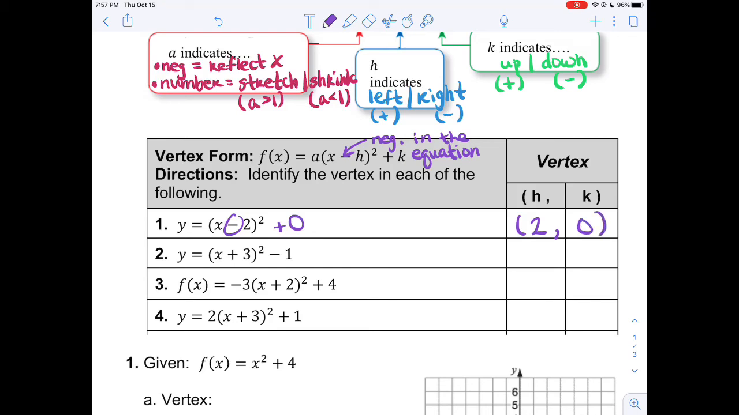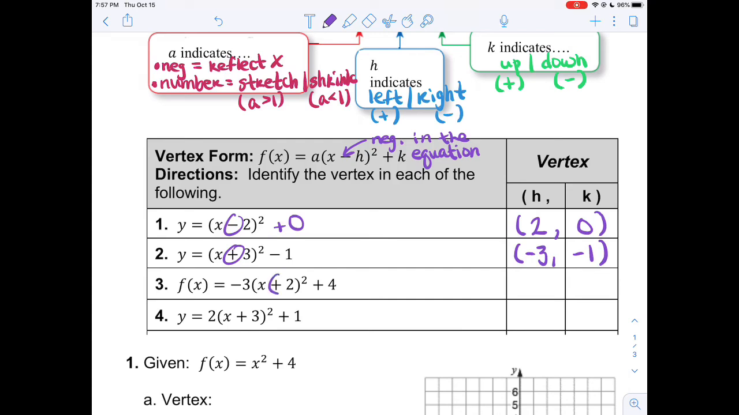Let's look at number 2. I see a positive 3. Remembering that there's a negative built into the equation, that means that my h is actually negative 3, and my k is a negative 1. Why don't you pause the video and try to do number 3 and 4, and then come back to check and see if you got it right.